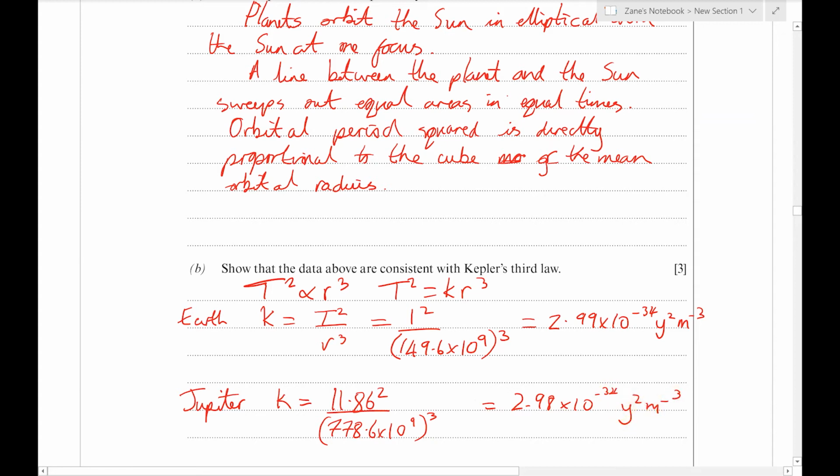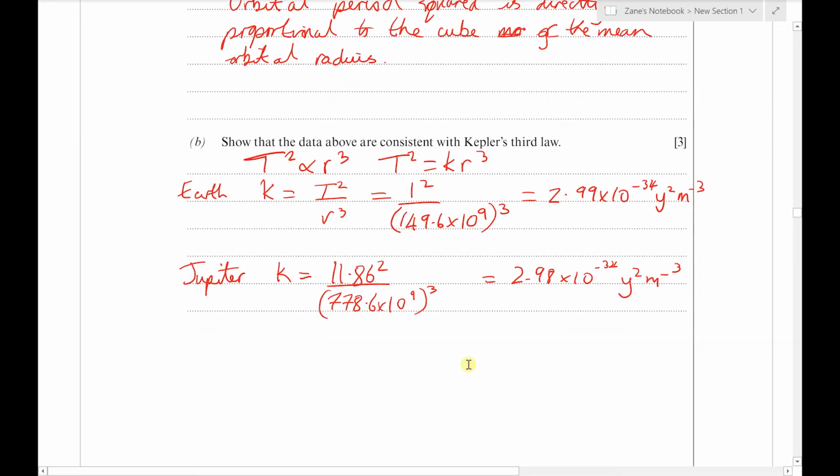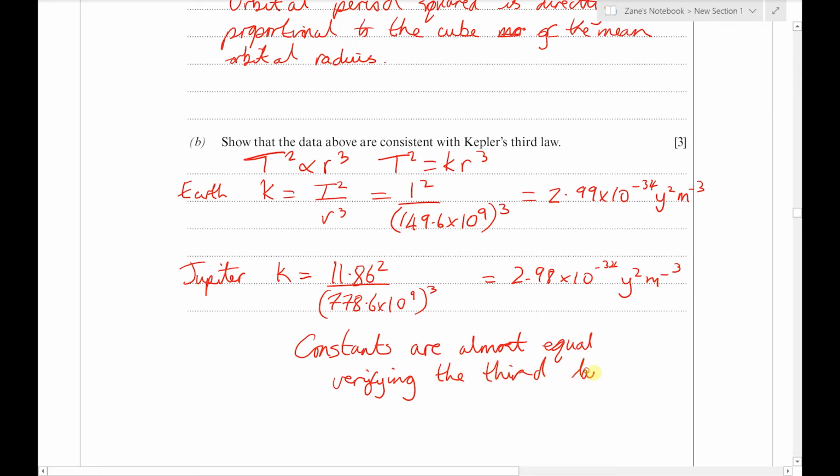So you can see that both of those constants are very, very close to each other. So this basically verifies Kepler's law. So let's just put a little comment. Constants are almost equal. Verifying the third law.